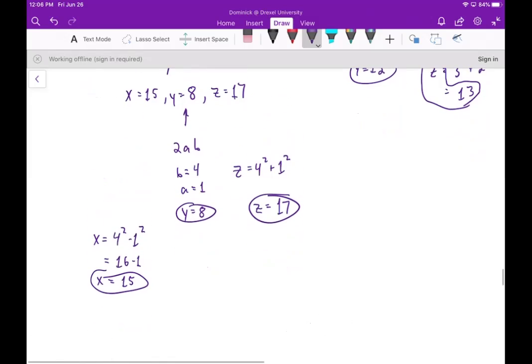All right, and of course you can find any triple by picking a positive integer for a and b, and that will work, right? And as long as they're different, you won't get trivial solutions. So that's one thing that's pretty cool about this.